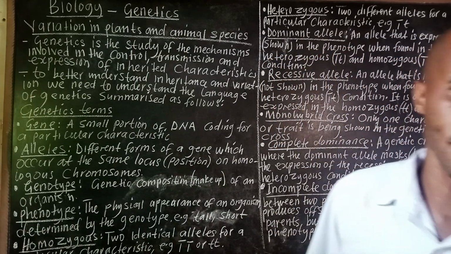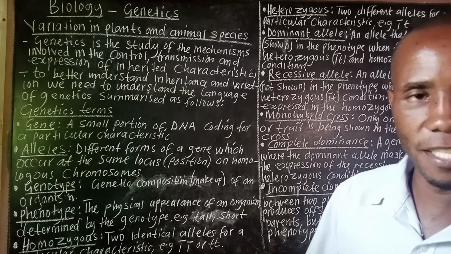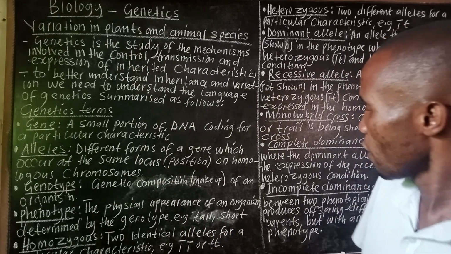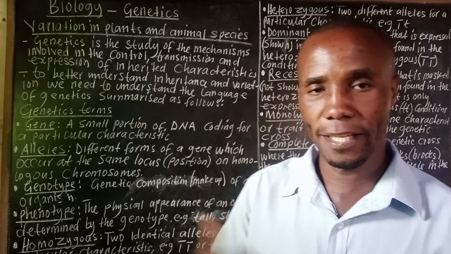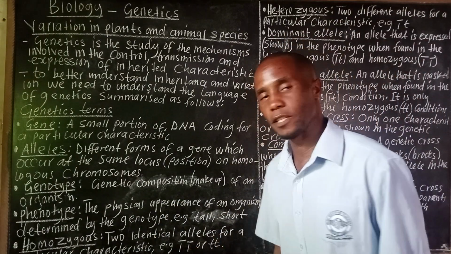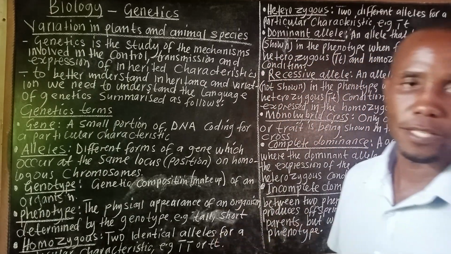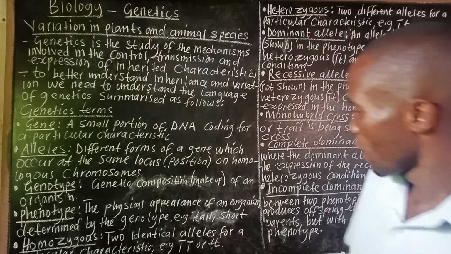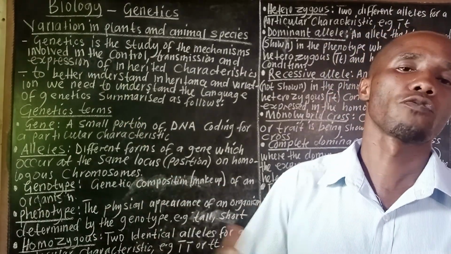Then homozygous. Homozygous genes have two identical alleles for a particular characteristic. For example, we have TT or tt. We have capital letters and small letters. The difference is that the capital letter is the one which is expressed outward.